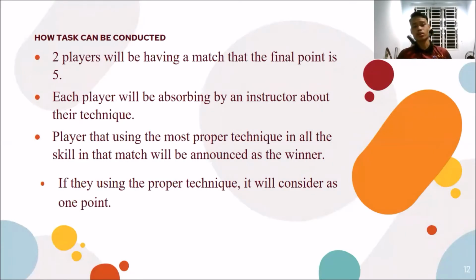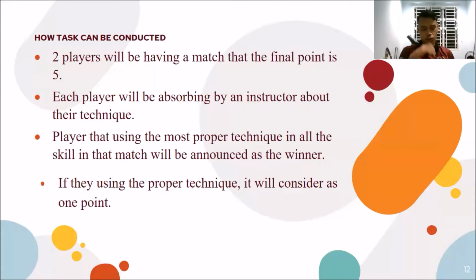The task will be conducted as follows. Two players will be having a match where the final point is 5. The real match is 21 points, but in this match it is only 5. Each player will be observed by an instructor about their technique. Every participant will be using the techniques while the match is observed by the instructor, and the player who uses the most techniques in all the skills in the match will be announced as the winner.